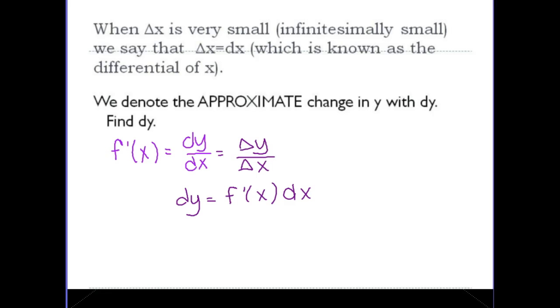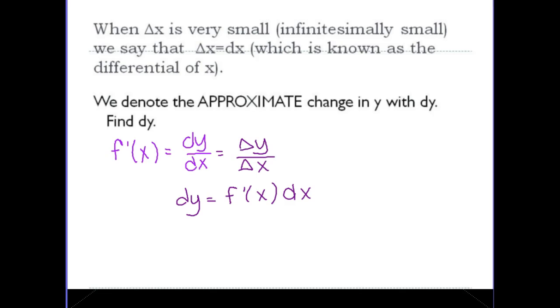So the delta x is very small as we get really, really close. We're going to relabel delta x as dx, d for delta, and differential. This is known as the differential of x. We can denote the approximate change in y with dy. So think back to what we know about dy and dx. Now we're talking about delta y, delta x.